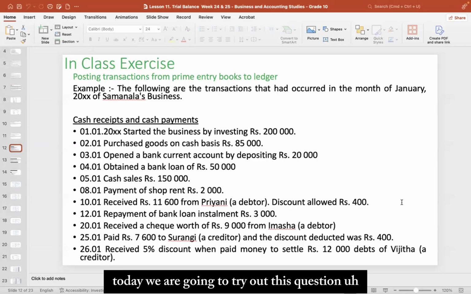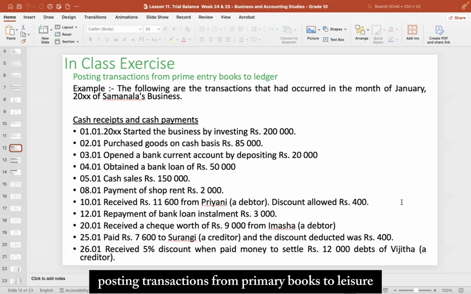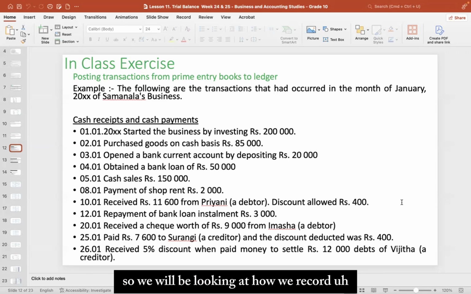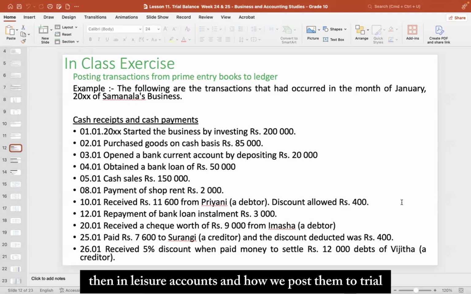Okay, today we are going to try out this question: Posting transactions from Prime Entry Books to Ledger. We will be looking at how we record each of these transactions in Prime Entry Books first, then in Ledger accounts, and how we post them to the trial balance. That is what we are going to learn today.